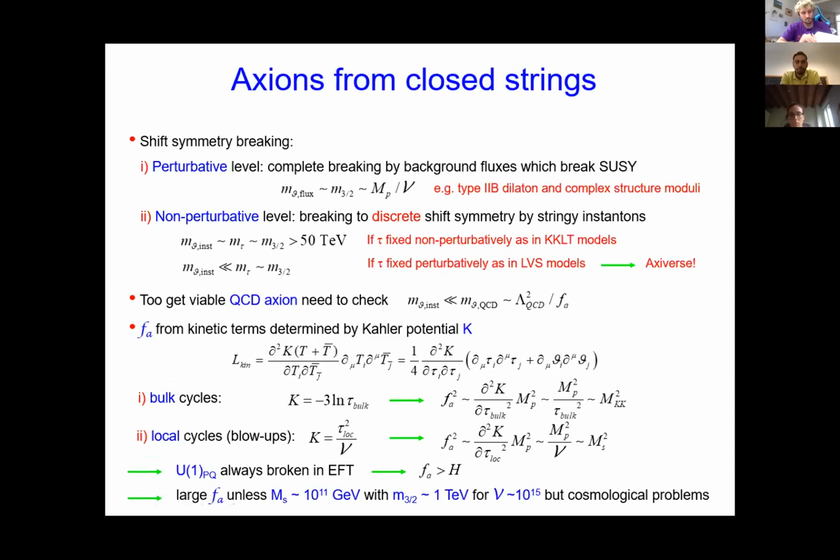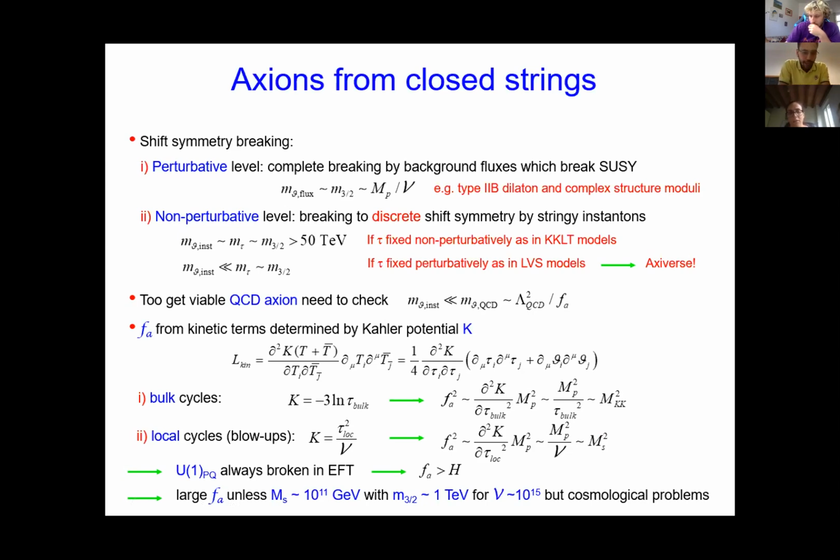Good. Now, what are the phenomenological features of these closed string axions? Well, this depends on the way the shift symmetry is broken. So this can be broken at perturbative level, if it is broken at perturbative level by background fluxes, so these are, as I said, fluxes of these p-forms which can get non-zero background values in the extra dimensions.